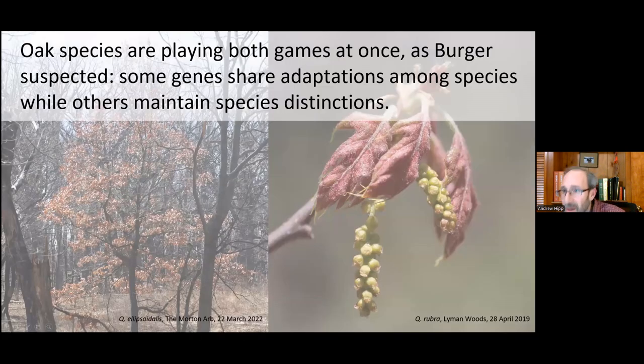So Bill Burger had this argument, right, that oak species are evolving in a specific niche, but then swapping genes that allow them to survive in those niches. So they're playing both games at once. They're solving ecological problems and then gathering solutions to ecological problems from other species that they can hybridize with. He was absolutely right. Oaks are doing both things at once.